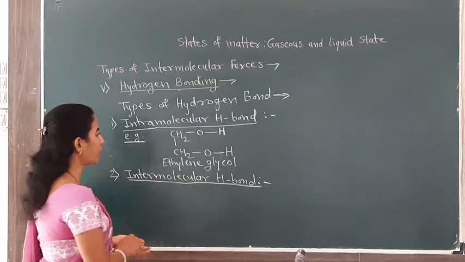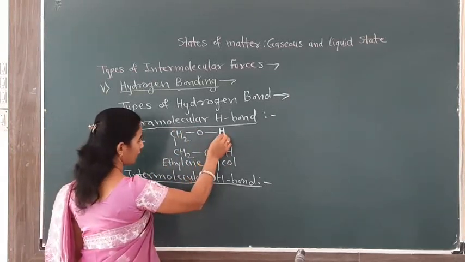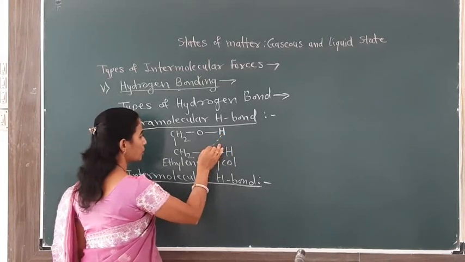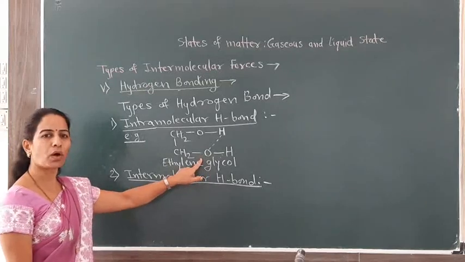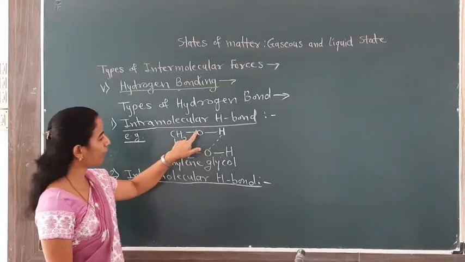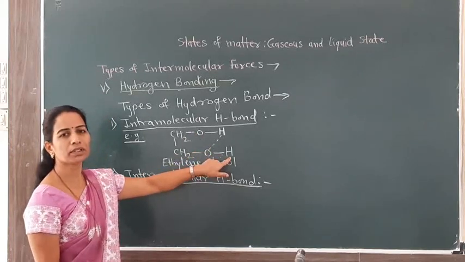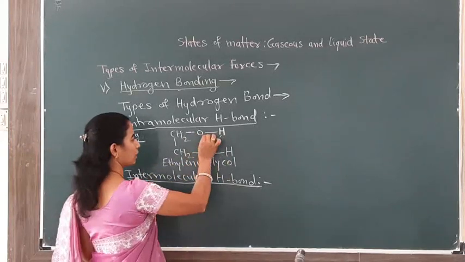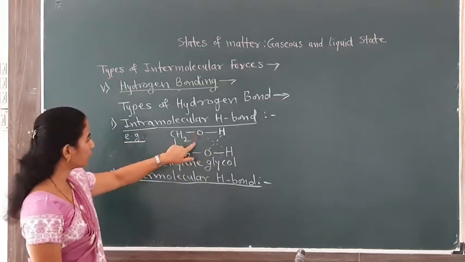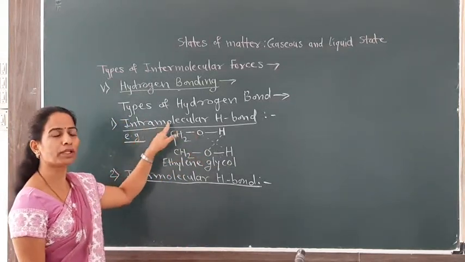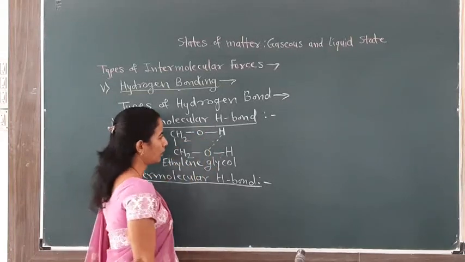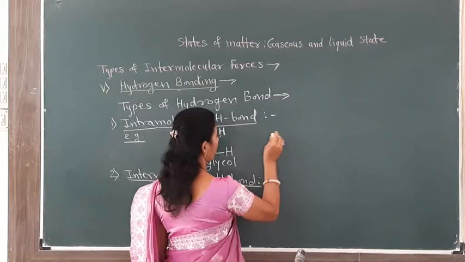Now here what happens is that this hydrogen atom forms a hydrogen bond with this oxygen atom. Similarly, this oxygen atom can also interact with this hydrogen atom in this manner, and therefore there will be the presence of intramolecular hydrogen bonding in ethylene glycol. Similarly, I will take one more example.